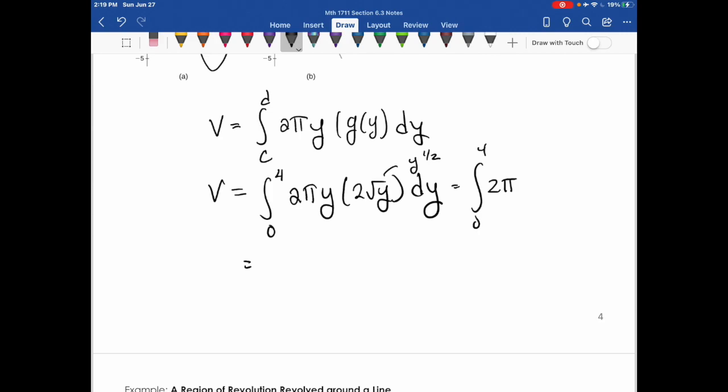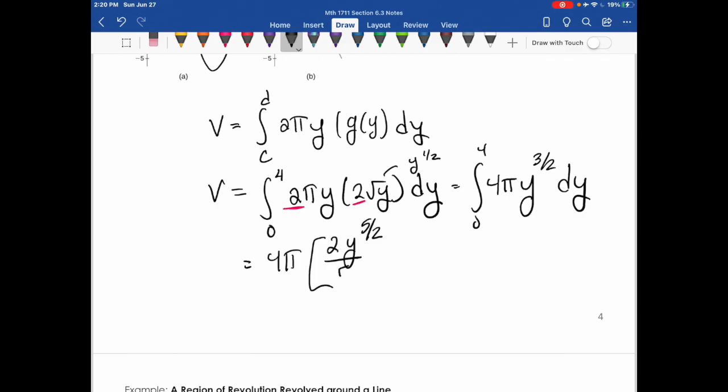Okay, now when I clean this up, remember I can write the square root of y as y to the 1/2. So I'm going to rewrite this integral from 0 to 4 of 2 pi, and actually I can take this 2 here and this 2 here and multiply it to get 4. So I have 4 pi, and then I can take the y to the first times the y to the 1/2 and combine those together to get y to the 3/2. So now my integral is simplified, and then find the antiderivative of y to the 3/2.